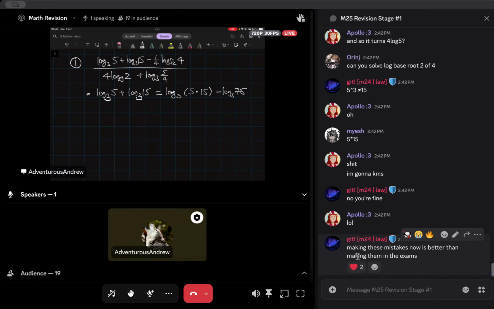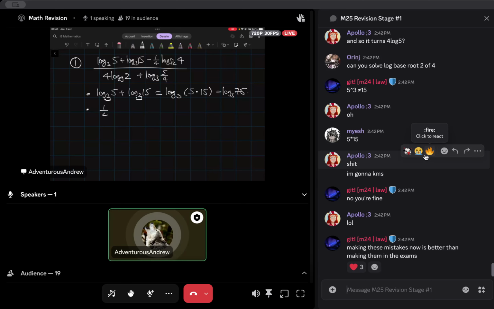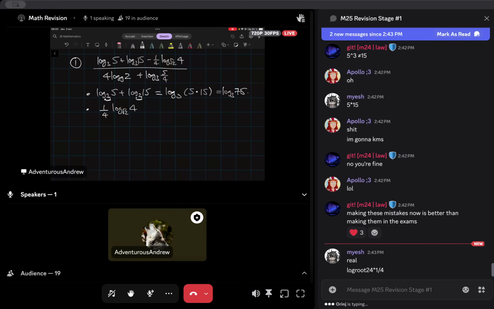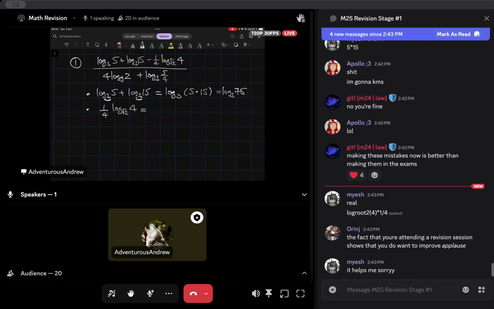First part done. Second part, 1 over 4 log root 2 of 4. Can you guys evaluate this immediately? As in, can you evaluate this expression as a number? Yeah. Okay. I'm not sure if that helps. Oh yeah, if it helps you, go for it.